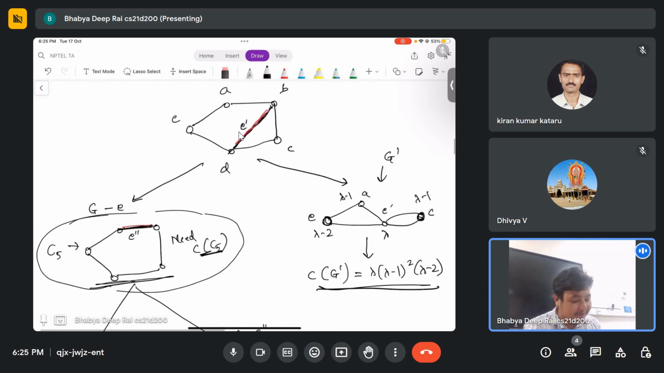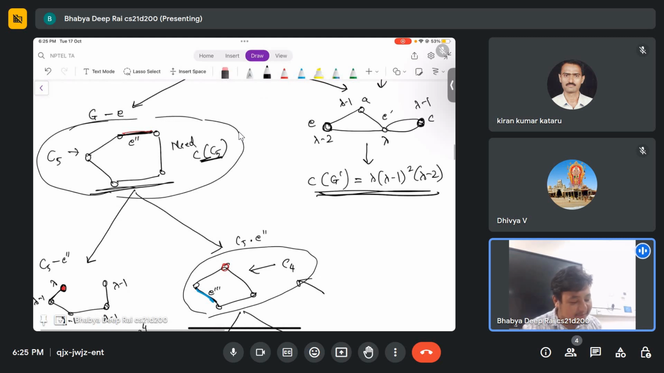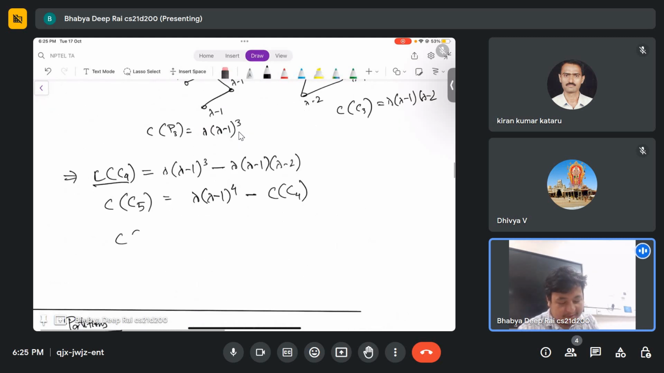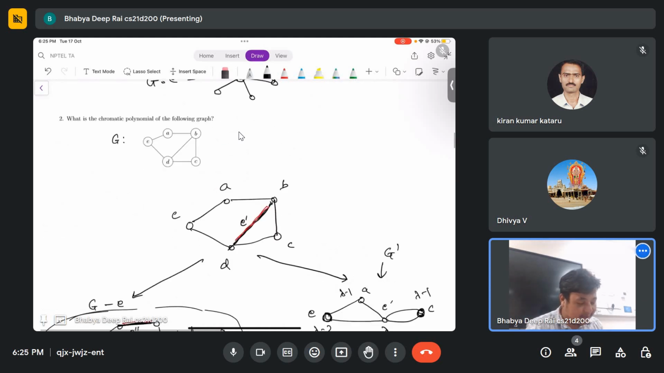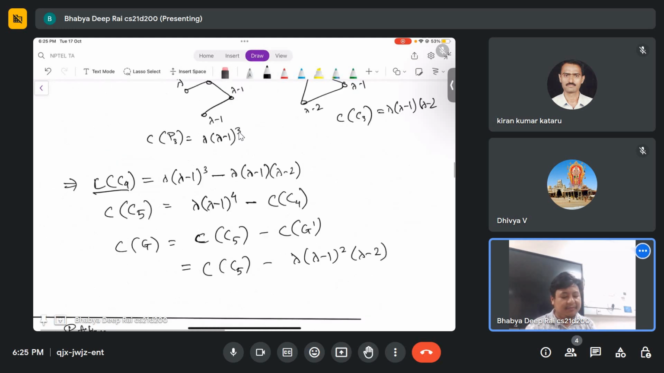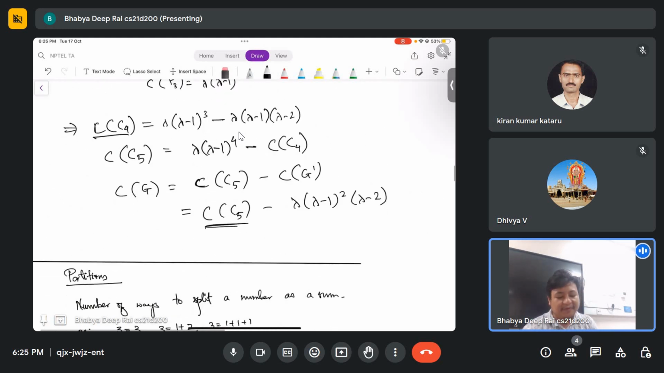And towards the right, we know what this is. So C of G prime. Okay. C of G equals C of C5 minus C of G prime. And we know what C of G prime is. C of G prime is simply lambda times (lambda minus 1) square times (lambda minus 2). And C of C5, we know it'll just be plugging in these values. And this is your answer.